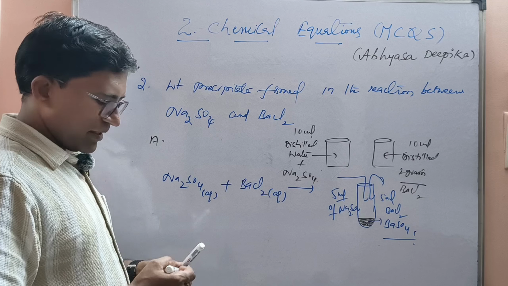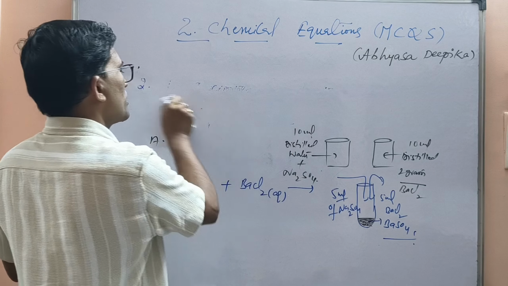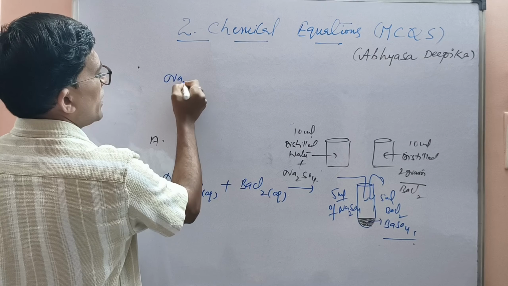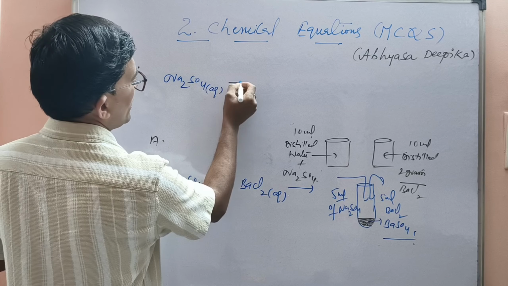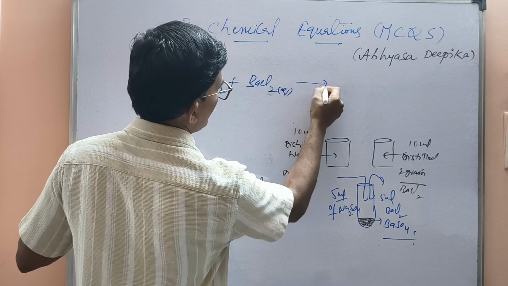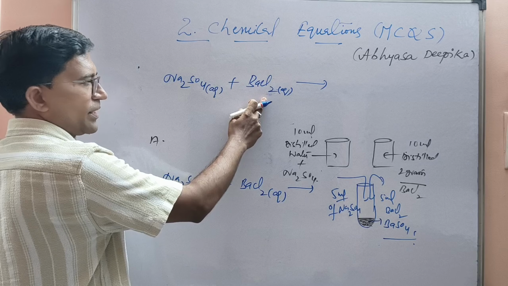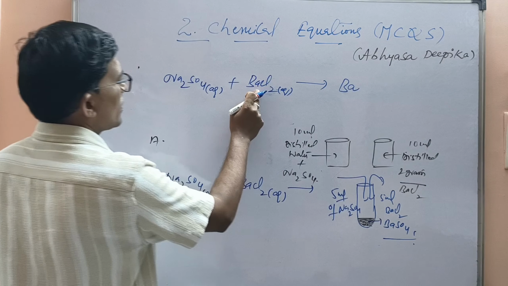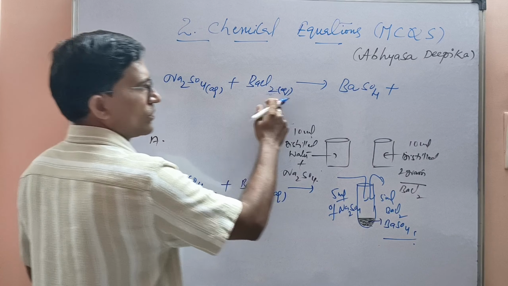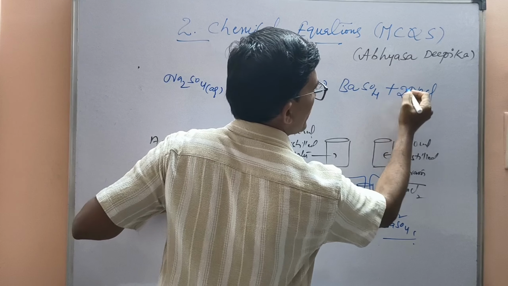Now I will write the complete chemical reaction, the chemical equation, on the board. The complete chemical equation is Na2SO4 aqueous reacts with barium chloride aqueous. Sodium sulfate reacts with barium chloride, Ba combines with SO4 to form BaSO4, plus NaCl. 2 sodiums are there, 2 chlorines are there. We have to balance, so that is 2 NaCl.